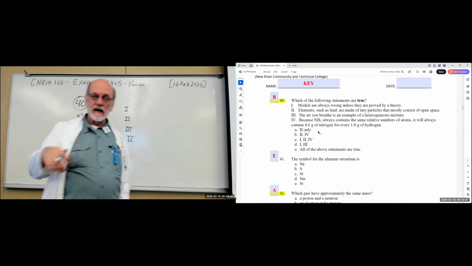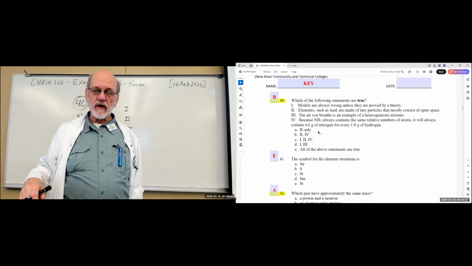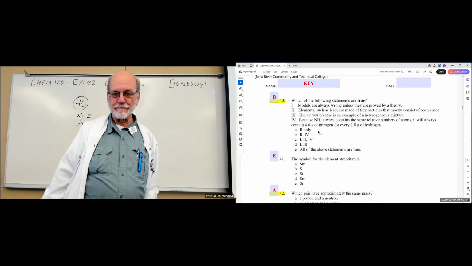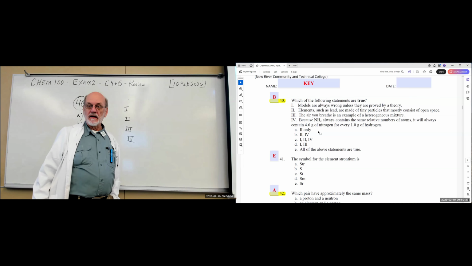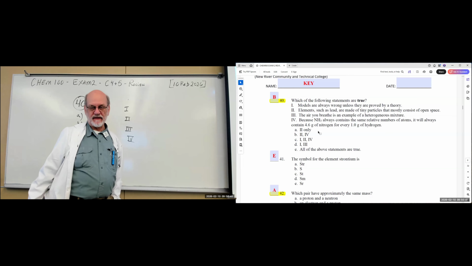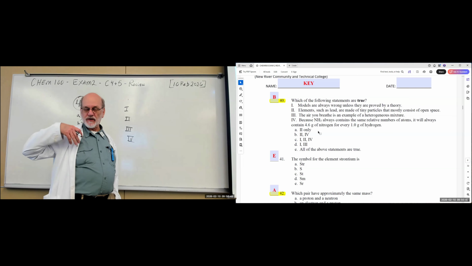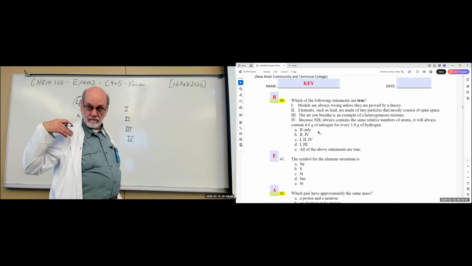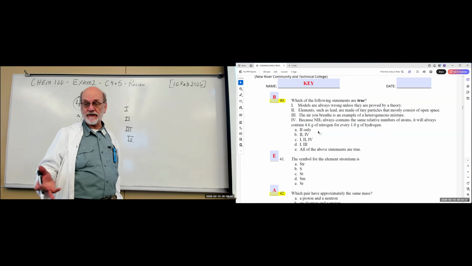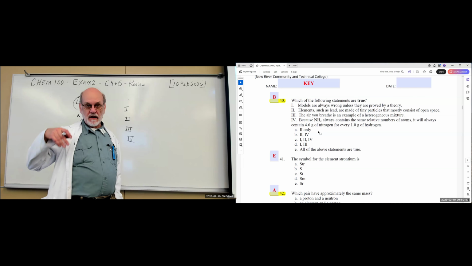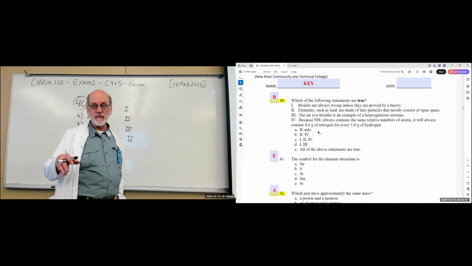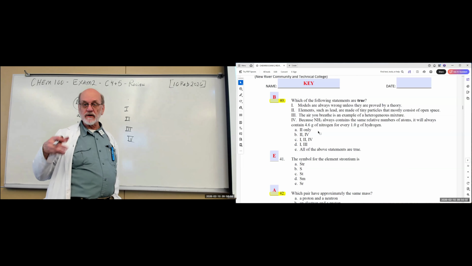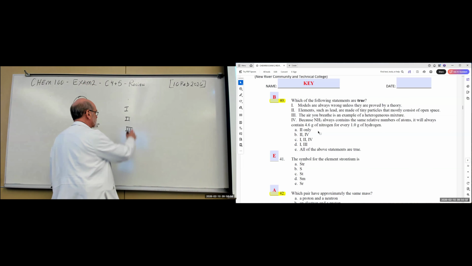Which are true. 1: Models are always wrong unless they are proved by a theory. Does that make any sense? No. Models accompany the theory as a way of providing information about the theory, right? Theories don't have to have models, but most of them do. Models accompany a theory. So this one is false.